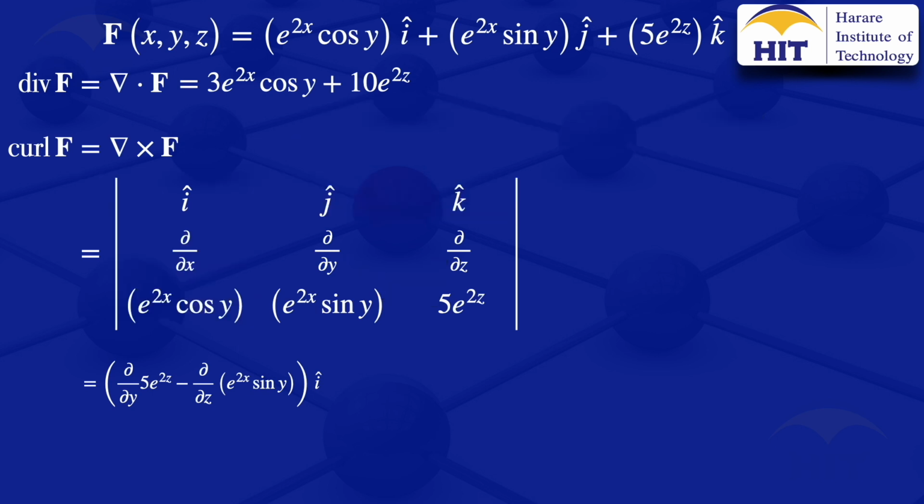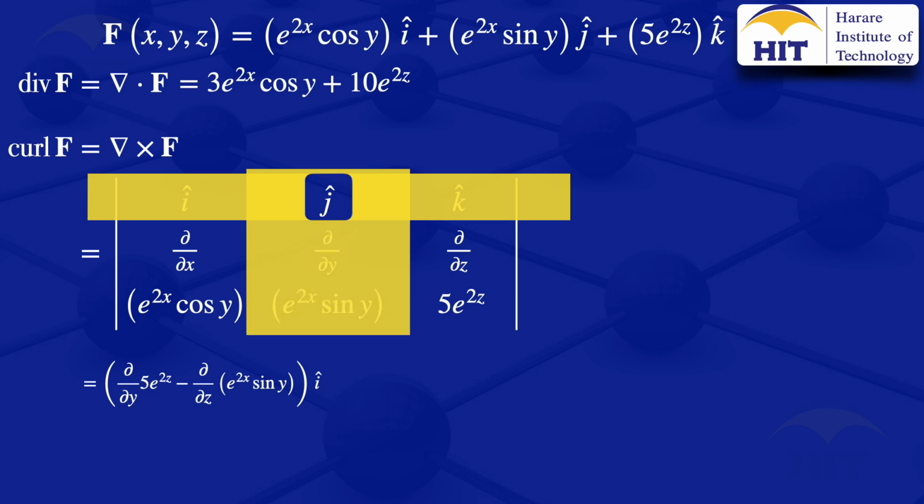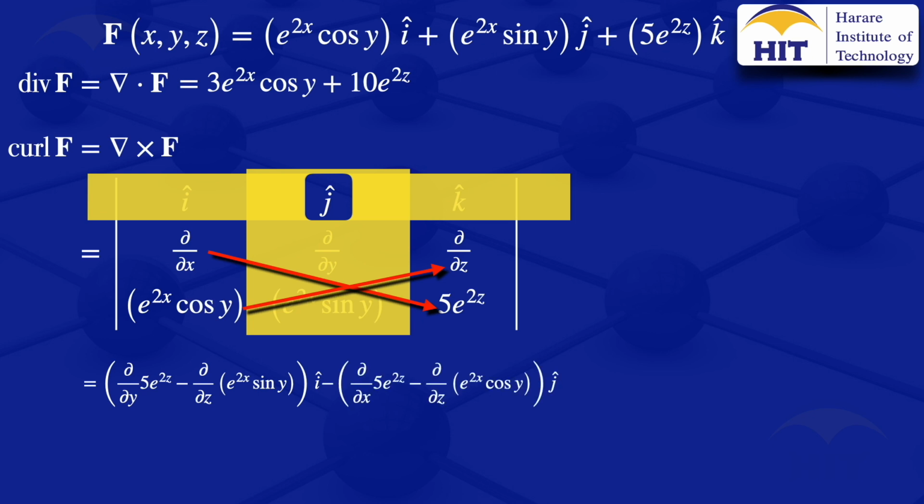I now move on to the second element there in the first row. So I'll close the row and the column containing that second element, the j, then take the determinant of the uncovered elements. So we'll be having the partial derivative with respect to x of 5e^(2z), then the partial derivative with respect to z of e^(2x) cos y. We'll be subtracting that one. The j there, when we are looking at the sign factor array, it's sitting on a negative. So it will be minus the partial derivative with respect to x of 5e^(2z) minus the partial derivative with respect to z of e^(2x) cos y, j.